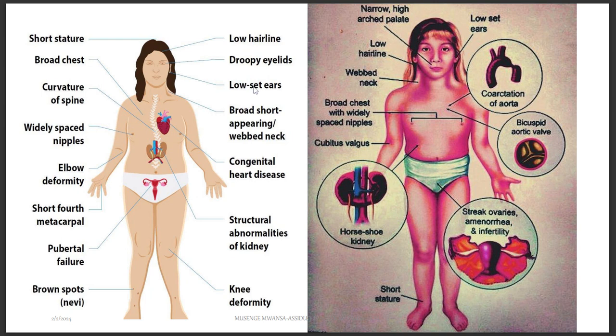You can also see low set ears, droopy eyelids, low hairline, short chest, widely spaced nipples, okay, like that. Short fourth metacarpal, elbow deformity, pubertal failure. There's failure of puberty there, okay. So, like there are streak ovaries, amenorrhea, meaning someone doesn't have menses every month, and there's also going to be infertility. You can see also the kidney, horseshoe kidney, meaning that there's also going to be problems with the renal system. Okay, so these are some things that you'll be able to see. A shield chest also. So these are some physical manifestations which you'll be able to see.